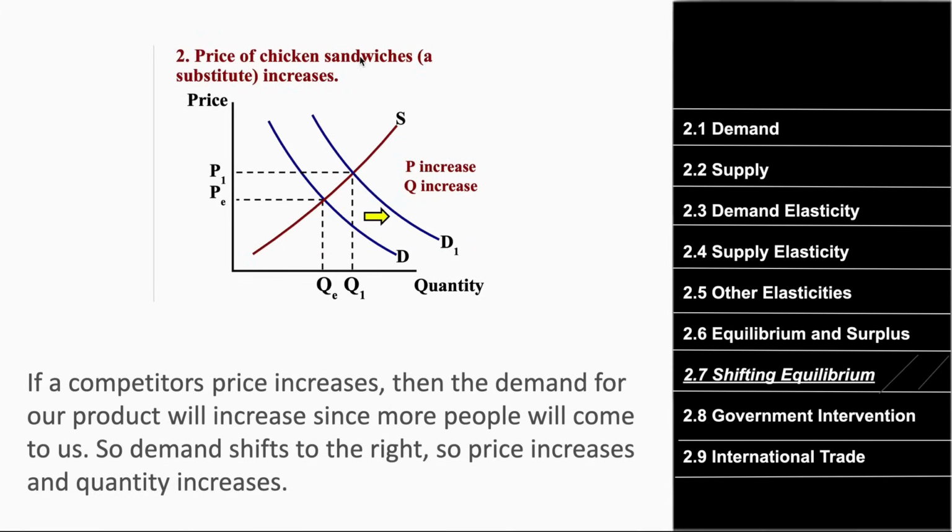So let's say the price of chicken sandwiches, a substitute, increases. In this situation, we would shift the demand curve to the right. Why? Because remember, substitutes are a competitive product. It's your competition. So if your competition has an increase in price, people are going to buy more of your product and less of your competition. So you're going to have more demand.